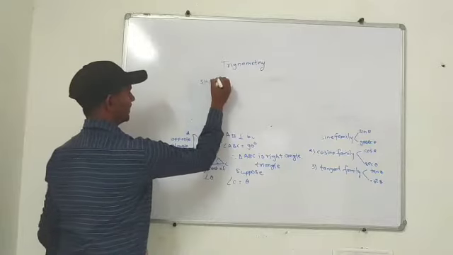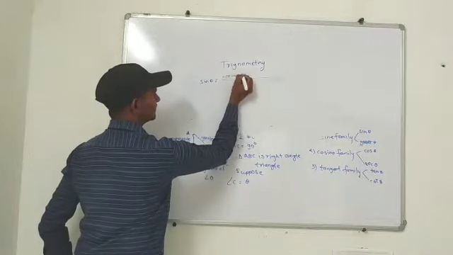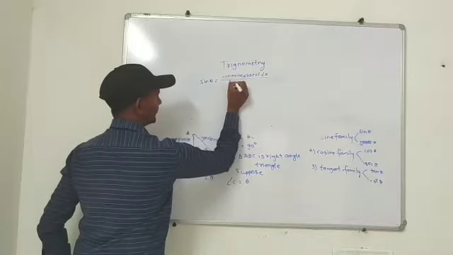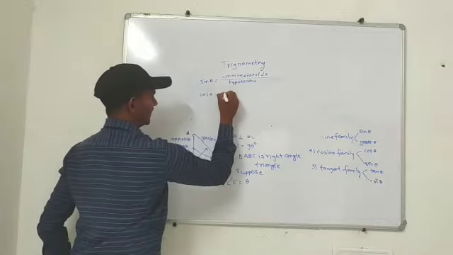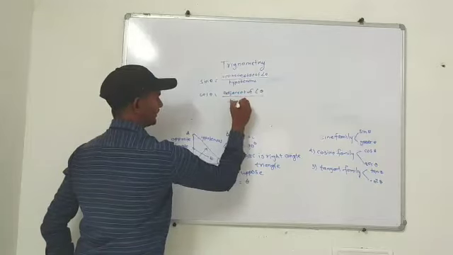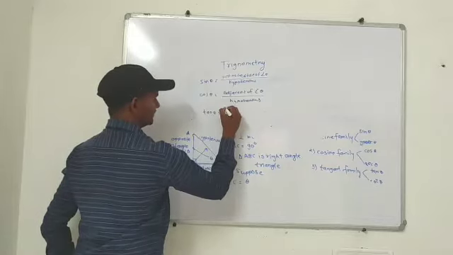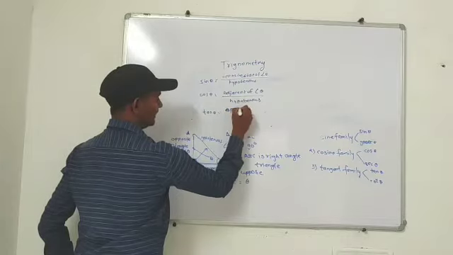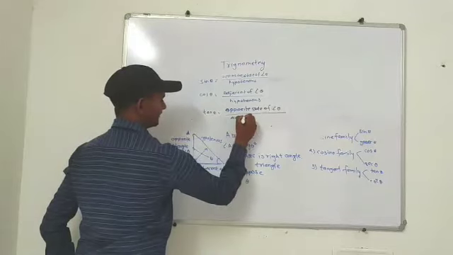Now, always remember that sin theta is the opposite side of angle theta upon the hypotenuse. Cos theta is the adjacent side of angle theta upon the hypotenuse, and tan theta is equal to the opposite side of angle theta upon the adjacent side of angle theta.